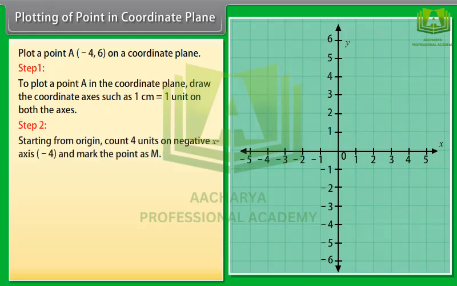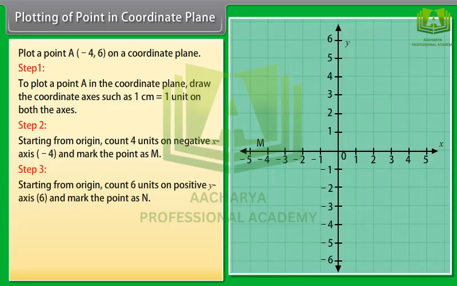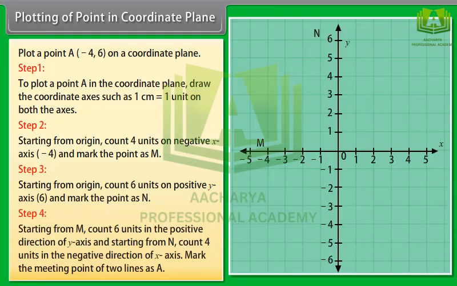Step 2. Starting from the origin, count 4 units on the negative x-axis, that is, -4, and mark the point as M. Step 3. Now starting from the origin, count 6 units on the positive y-axis, that is 6, and mark the point as N. Step 4. Starting from M, count 6 units in the positive direction of the y-axis, and starting from N, count 4 units in the negative direction of the x-axis. Mark the meeting point of the two lines as A.